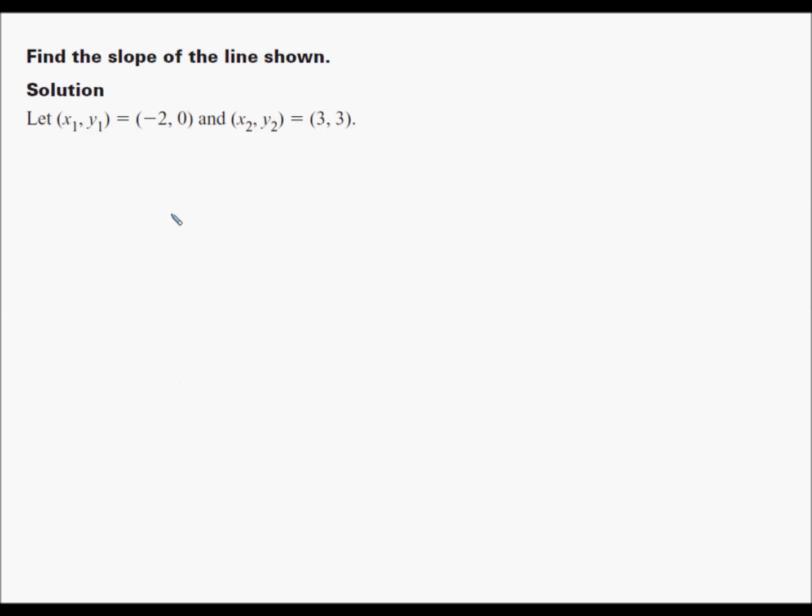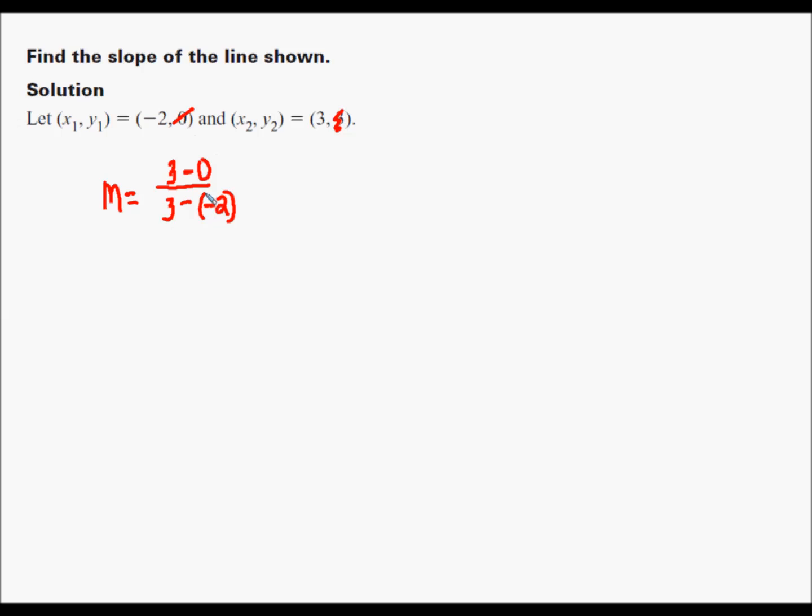Let's look at an example of slope. I have the coordinates (-2, 0) and (3, 3). I can plug these into the slope formula to find out what my slope is equal to. So slope equals y sub 2, which is 3. Okay, and once I use the number, I'm going to cross it out. Minus y sub 1, okay, over x sub 2, which is 3 as well, minus x sub 1, which is -2.